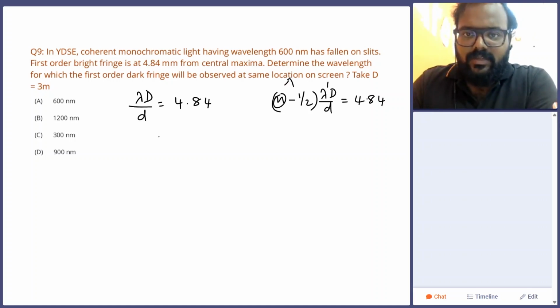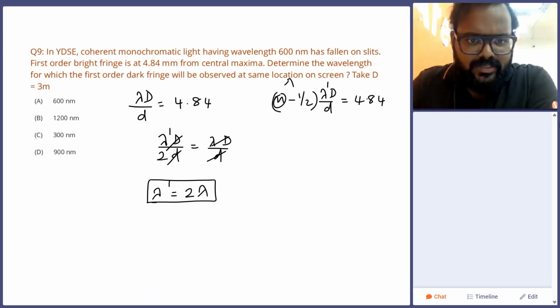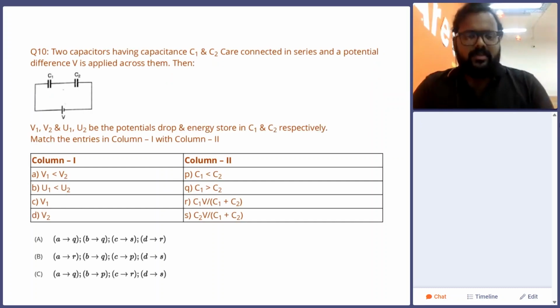But n is 1. So I'll say lambda dash D by 2d should be equal to lambda D by d. So lambda dash is 2 times lambda. You don't need any other information. It's just directly 2 times 600, which is 1200. Pretty easy question. Look at this question.